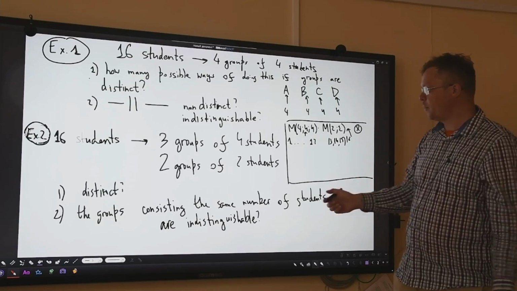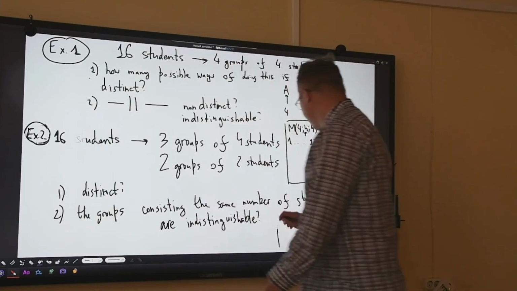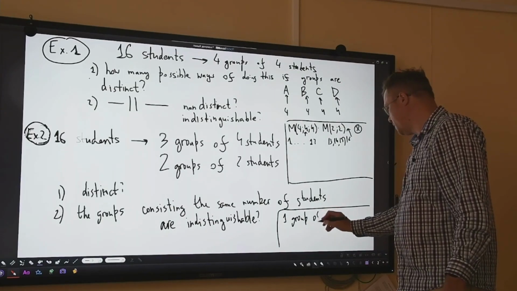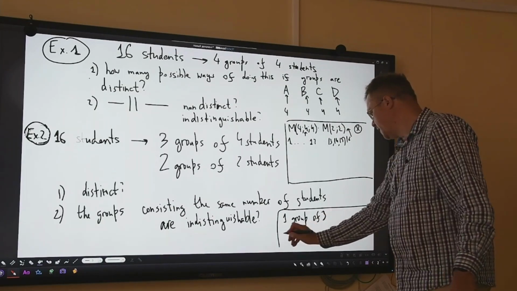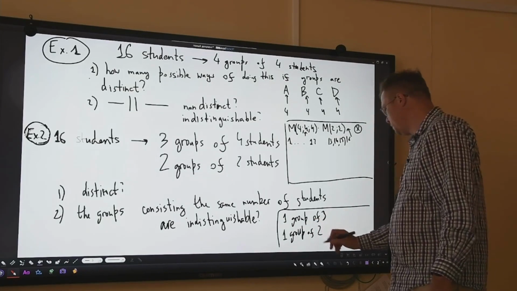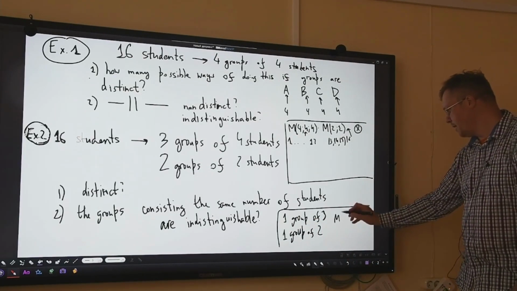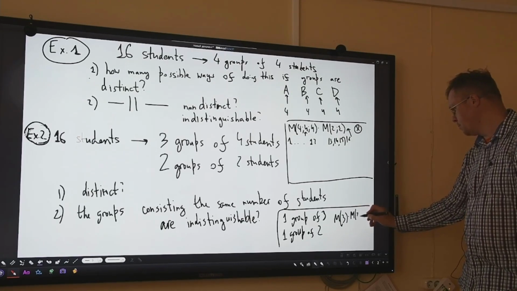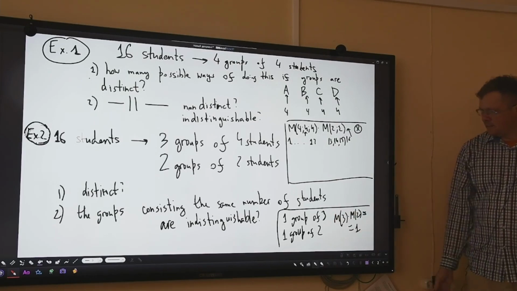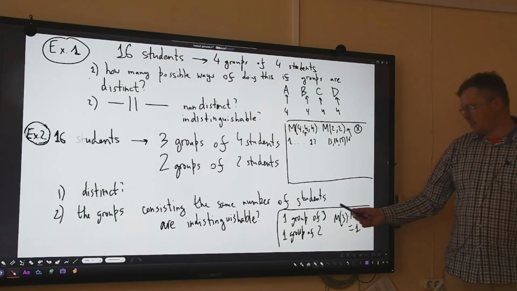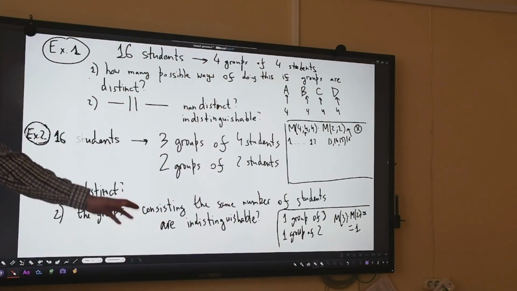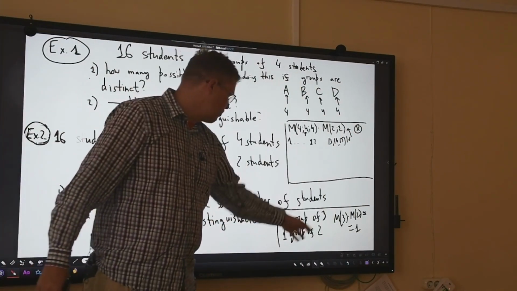So, for example, if I have one group of 3 students and one group of 2 students, then your answer will be M of 3 times M of 2, which is equal to 1. But it's not, actually I can get many different types of groups. If I have 5 students, I want to have one group of 3 and one group of 2.